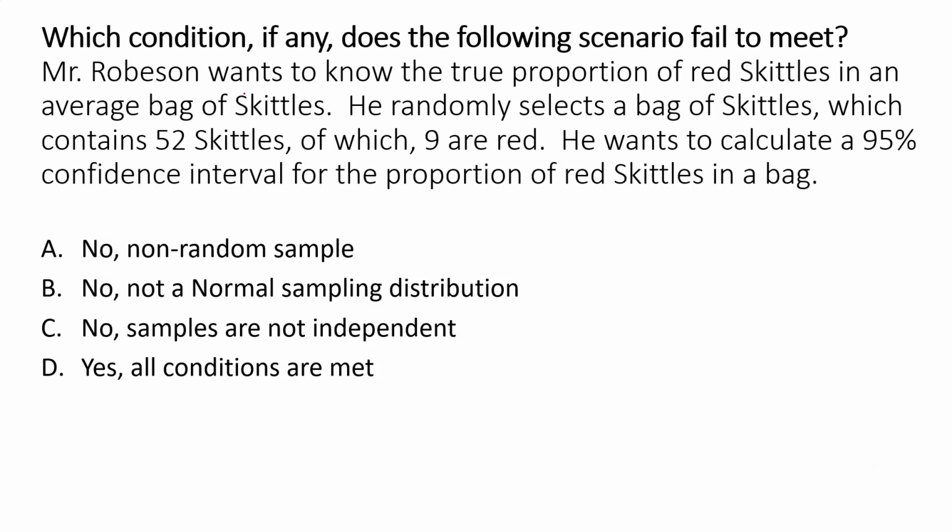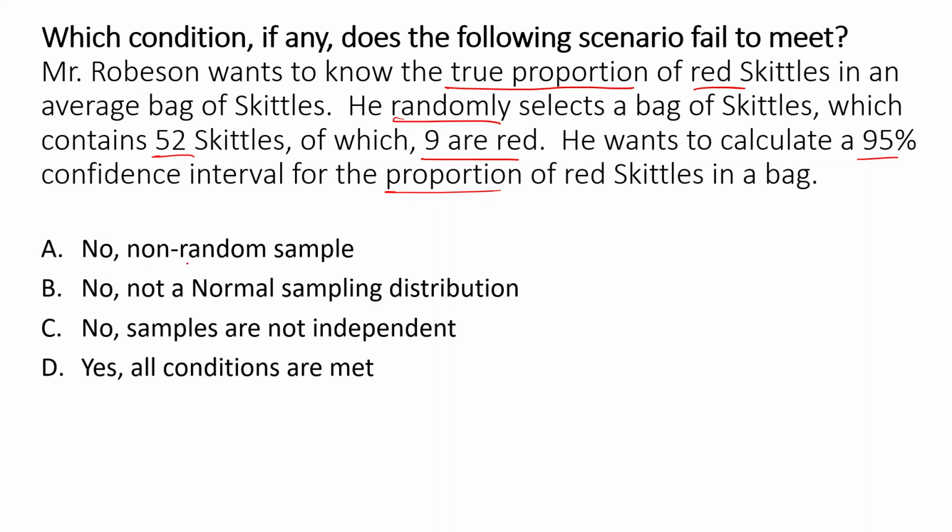All right, so here's an example. If you want to try this on your own first, just pause it and do it on your own. Which condition, if any, does the following scenario fail to meet? Mr. Robeson wants to know the true proportion of red Skittles, the best Skittles, in an average bag of Skittles. He randomly selects a bag of Skittles, which contains 52 Skittles, of which 9 are red. He wants to calculate a 95% confidence interval for the proportion of red Skittles in a bag.